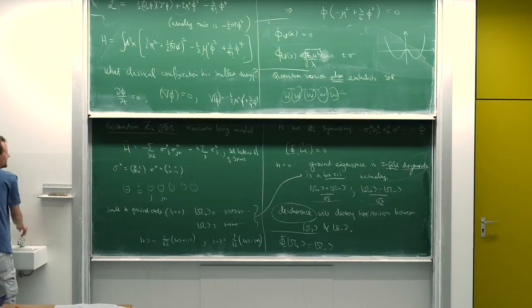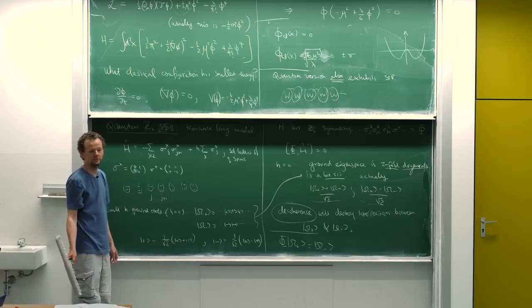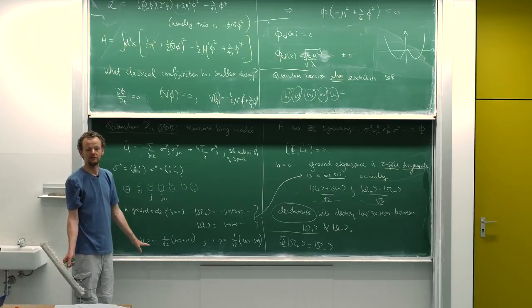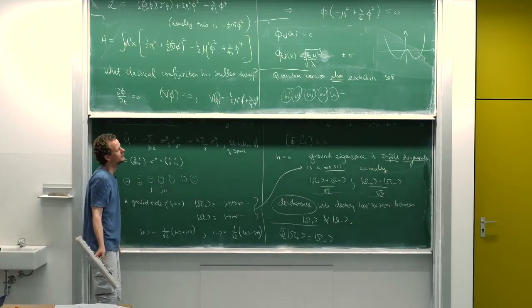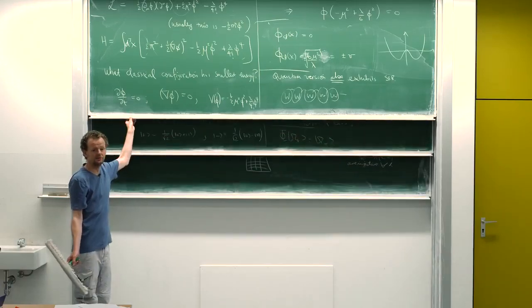Okay, that's the quantum story for discrete symmetry breaking and the classical story before that. Now, I'm going to tell you about the continuous case.